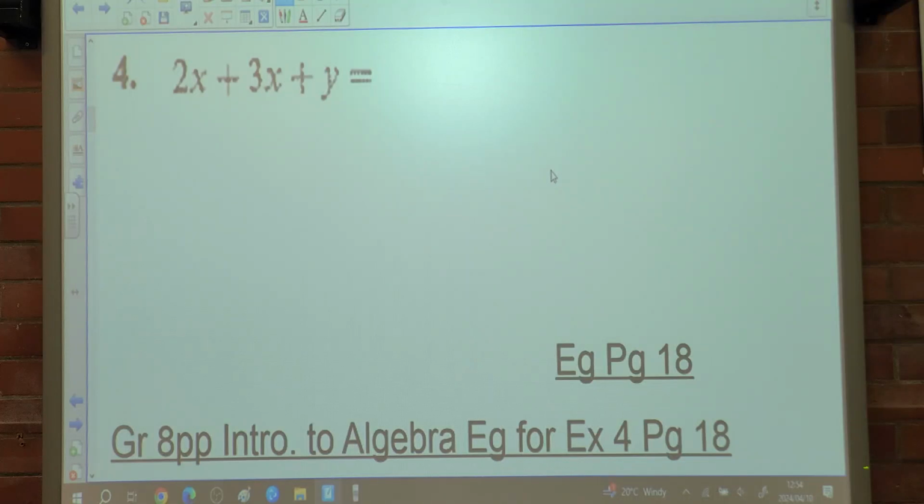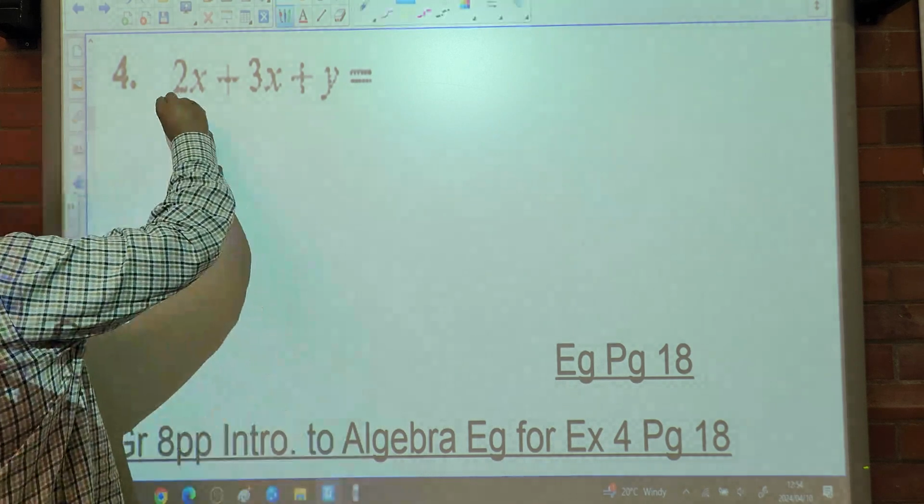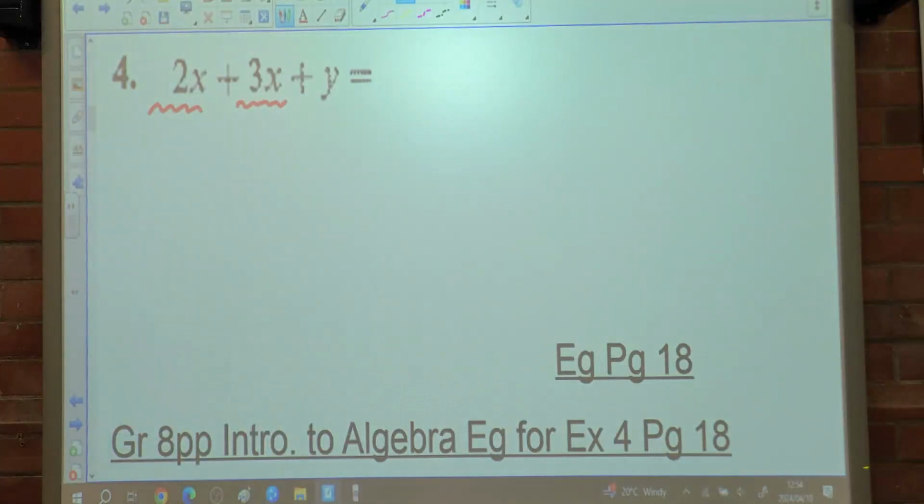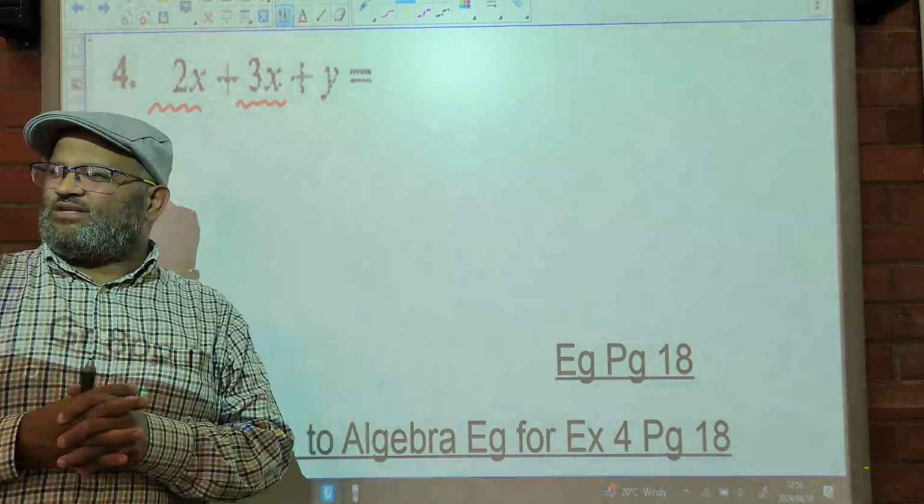You're right, and you're on the right track. It's 5x and, is it 5xy or 5x plus y? 5x plus y. Why 5x plus y? Because 2x and 3x is what we call like terms. Can you see that? So when we're adding, we can only add the like terms together.